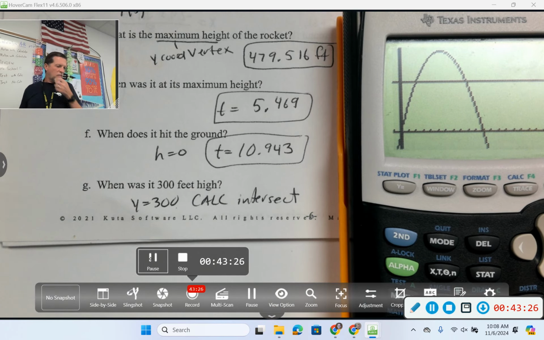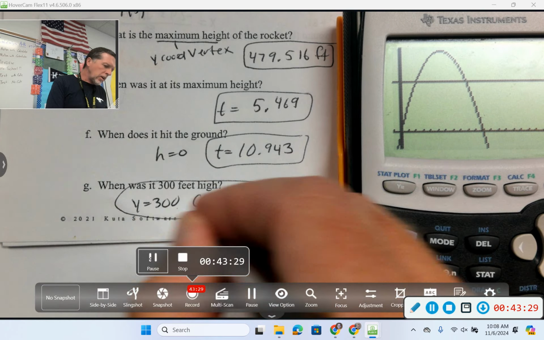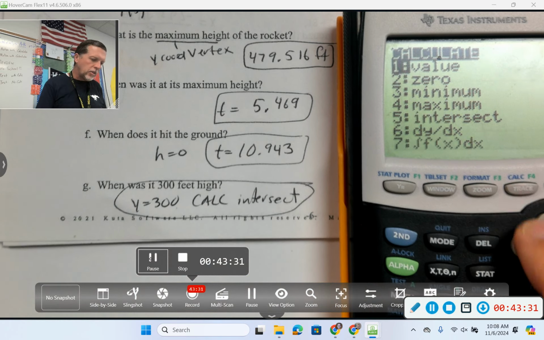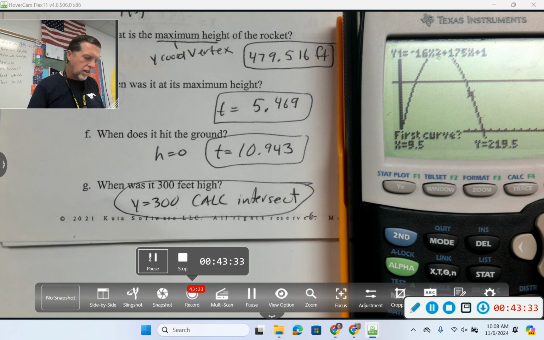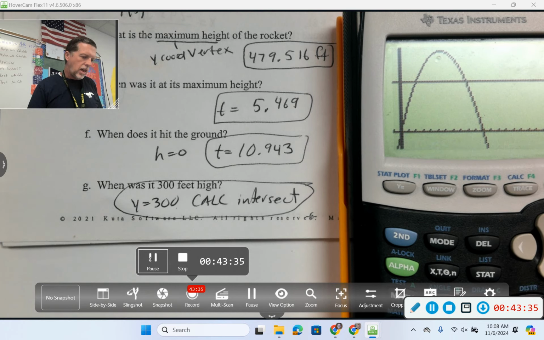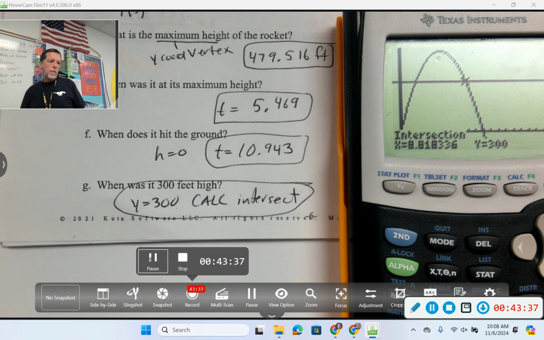All right, so the rest is fairly easy. That last one, though, you've got to put y equals 300 in and then do second calc intersect and find the 2 intersections.